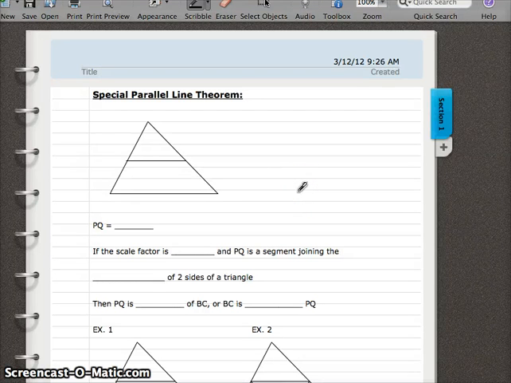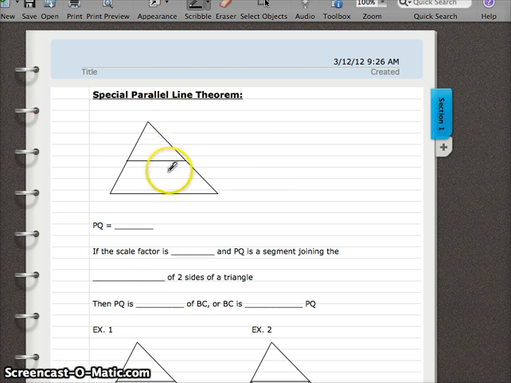In this video, we're going to be talking about two separate issues, but both of them are really quick, so I'm going to squeeze them into one video. One concept is called the special parallel line theorem, and we've been talking about ratios and proportions and similar polygons, similar triangles, so this kind of fits in with that.